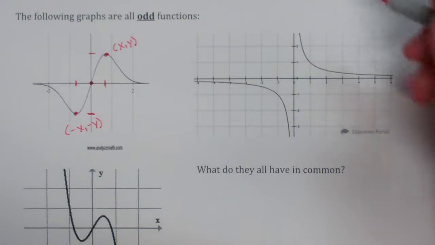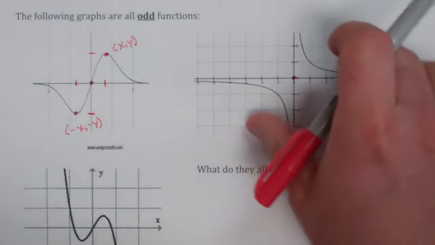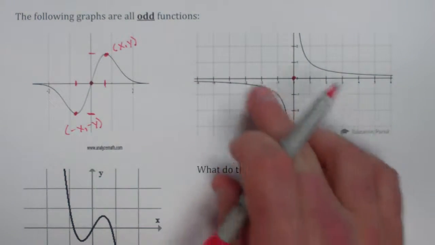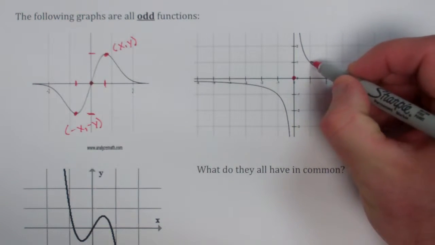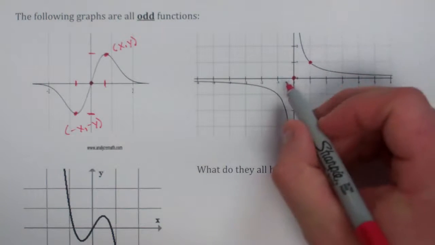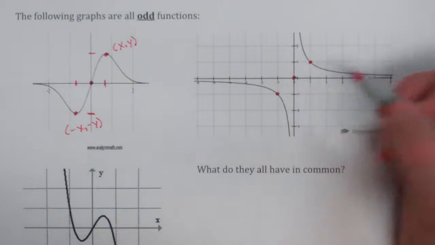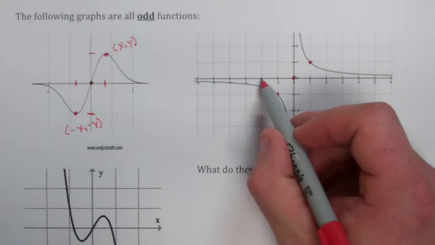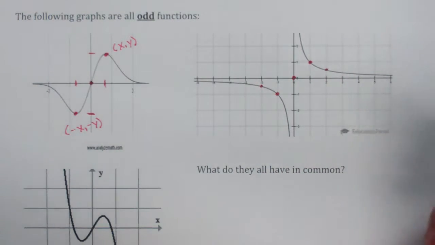With the graph on the right, the same appears to be true. If we were to take the origin and rotate this 180 degrees, this piece would line up right on this piece, and this piece would line up right on this piece. Also, we note here that the point 1, 1 is on the graph. So if the function is odd, then negative 1, negative 1 should also be on the graph. Conversely, if we went left 2, down a half, we would go right 2, up a half, and the point should also be another point on the graph.